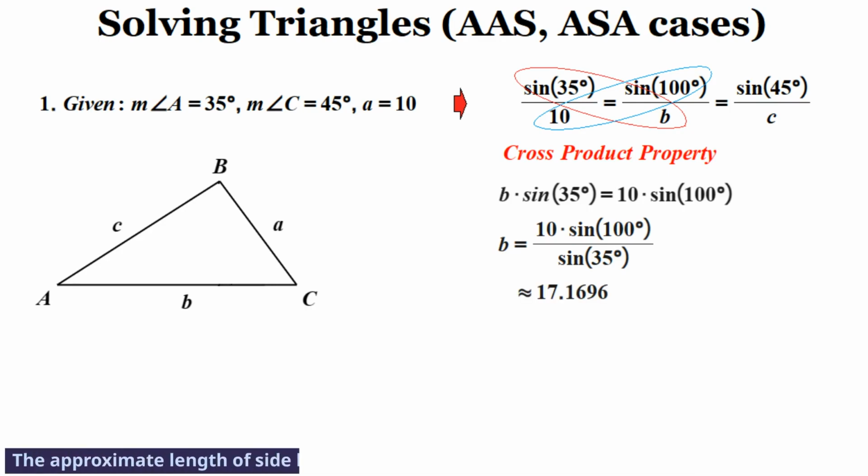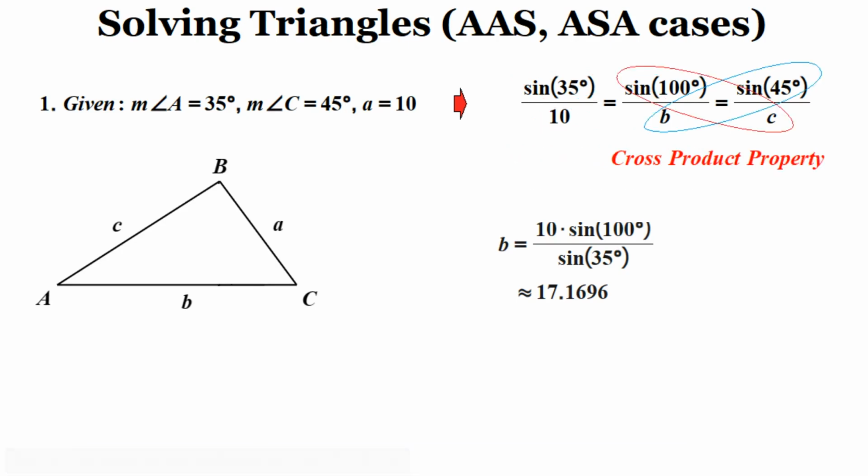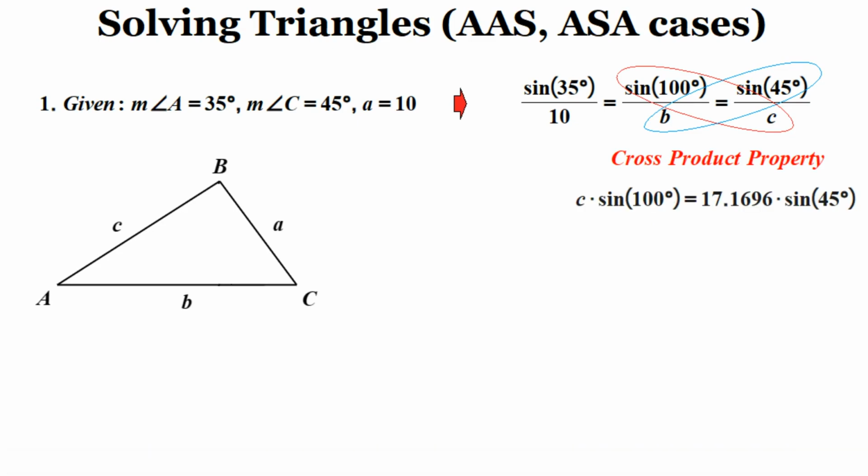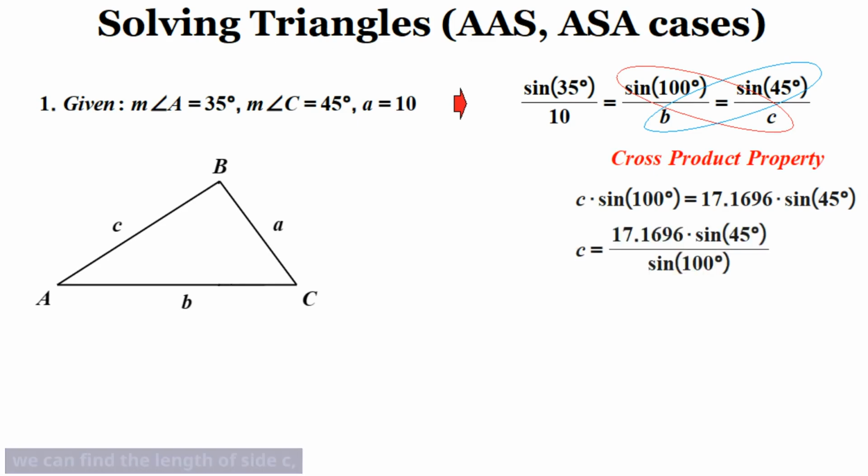The approximate length of side b is 17.1696. Using the cross-product property in a similar manner on the right-hand side equation, we can find the length of side c, which is approximately 12.3280.